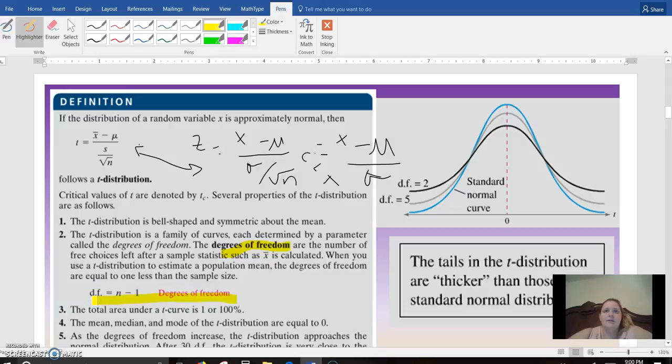So if there's 26 things in your sample, then your degrees of freedom is 25. And this totally relates back to the fact that, remember, when we did population standard deviation we had to divide by n, and then when we did sample standard deviation, we divided by n minus 1. And so that's what this is, that n minus 1.